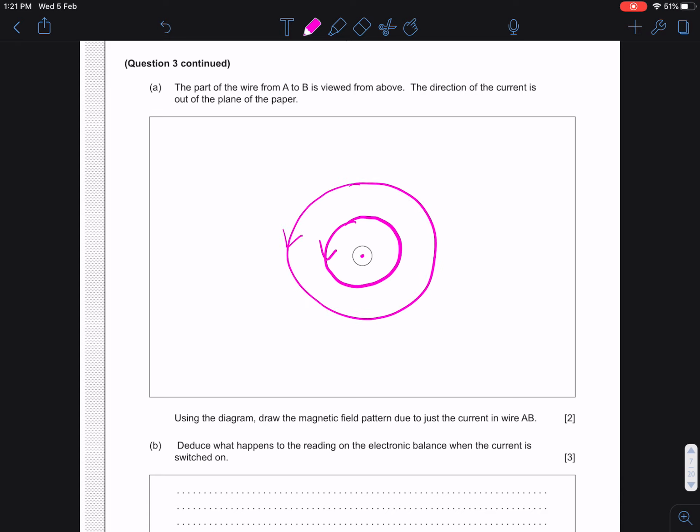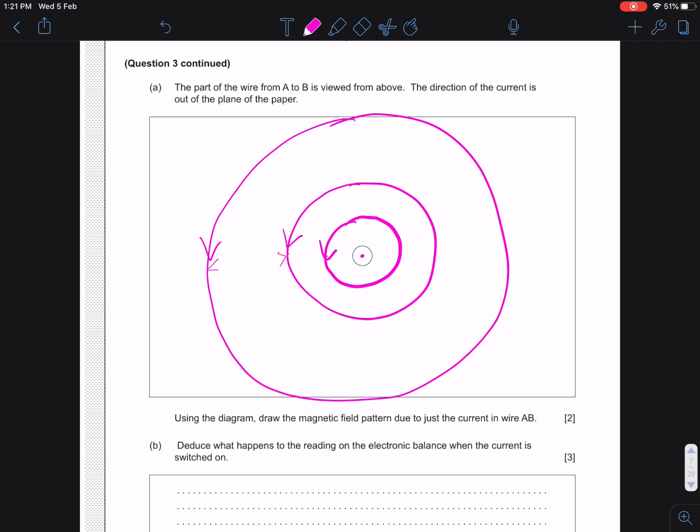And the magnetic field decreases as you get further away, so the distance between the circles is going to be increasing as you get further away from the center.